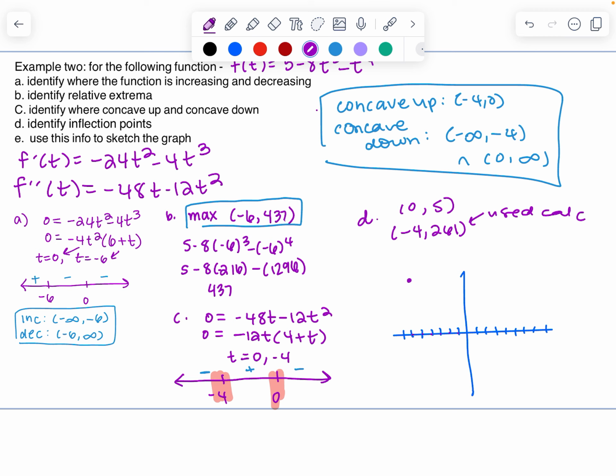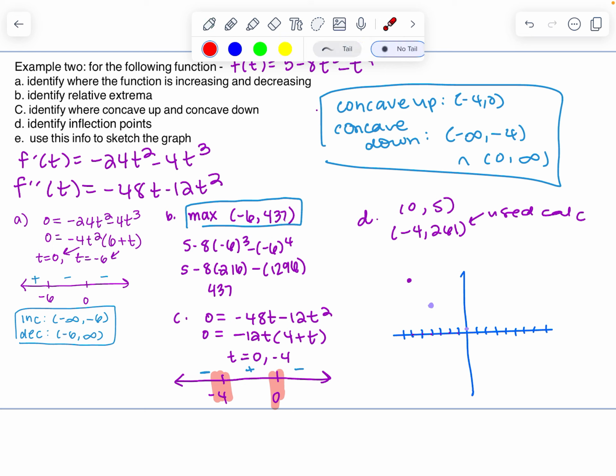Then the other points I'm going to have are my inflection points. So 0, 5, I'm just going to put it super low, this is just not going to be proportional and we have to be okay with that. So 0, 5 would be right there. It'd be much lower compared to 261 and 437, but we're just doing a sketch so it doesn't have to be perfect. And then this is going to be about halfway. So I have a max and 2 inflection points and I'm going to use those to guide me as I draw this graph.